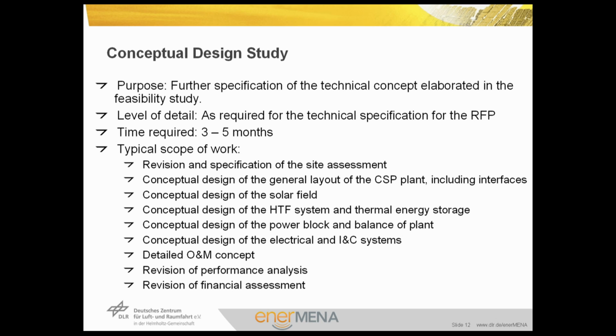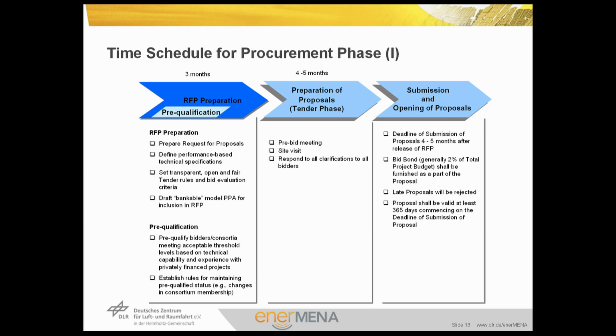of technology design. The typical scope of work includes normally revision and specification of site assessment, conceptual design of general layout of the CSP plant, including interfaces, conceptual design of the solar field, conceptual design of the heat transfer fluid system and the thermal energy storage, conceptual design of the power block and balance of plant, conceptual design of the electrical and I&C, instrumentation and control systems, detailed operation and maintenance concept, revision of performance analysis, and revision of financial assessment. Now we go into more details about the project implementation phases.